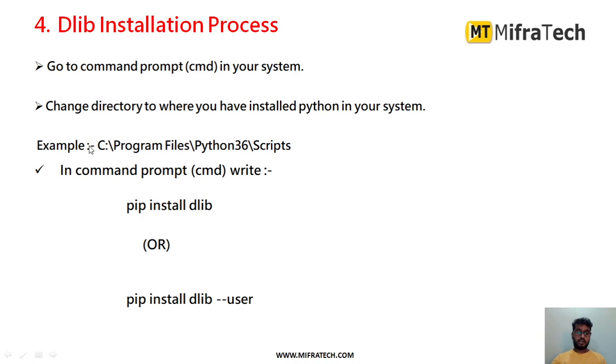After getting to this particular directory, again in the command prompt you write pip install dlib. Just by writing pip install dlib, you can install dlib in your system. If you get an error using this command, there is one more option: pip install dlib minus minus user. You can use this command also in order to install dlib in your system. So these are the two different ways you can install dlib.